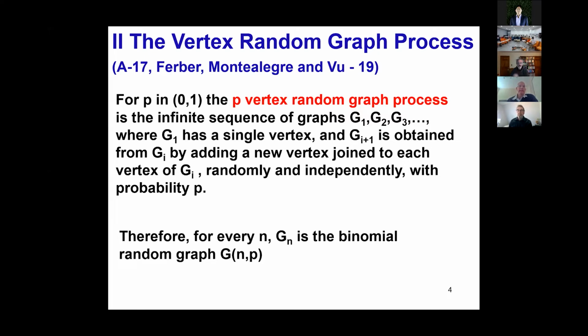We fix some p in (0,1), and then the p vertex random graph process, now it's an infinite sequence of graphs, G_1, G_2, G_3, and so on, where G_i has i vertices. So we start with a single vertex. And when we want to generate G_{i+1} from G_i, we just add one new vertex and we join it to each of the previous vertices randomly and independently with probability p. So this is again a nested sequence of random graphs, and G_n is of course exactly the binomial random graph G(n,p).